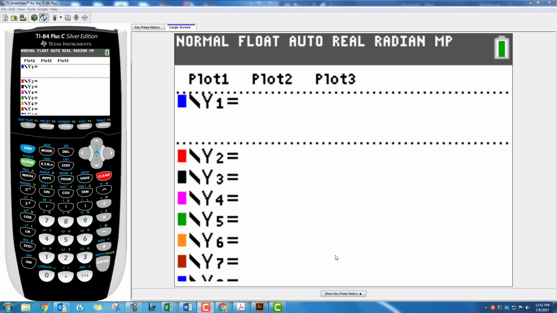So first we just want to enter each of the functions, the original function, first derivative, and second derivative into our graphing utility.